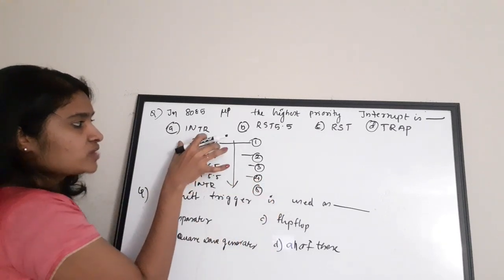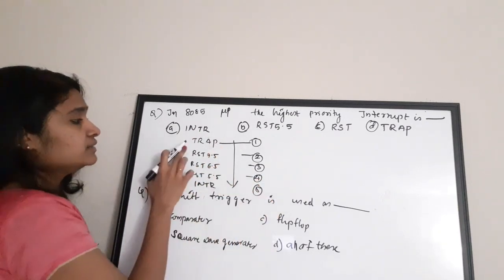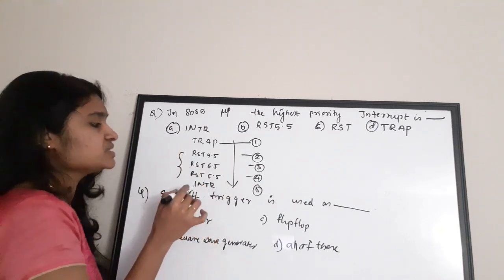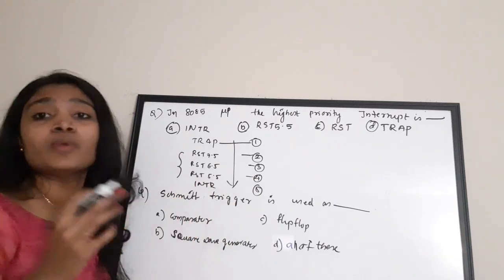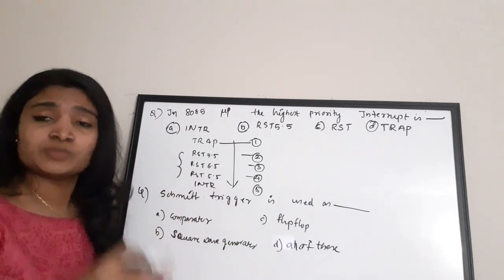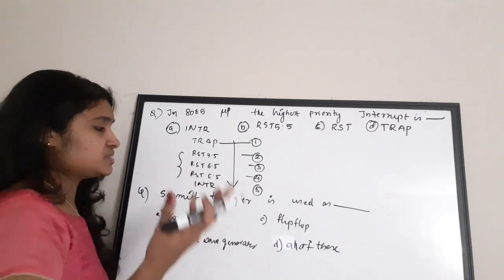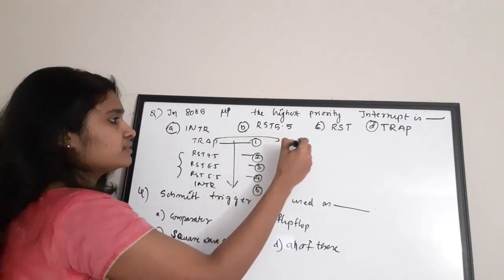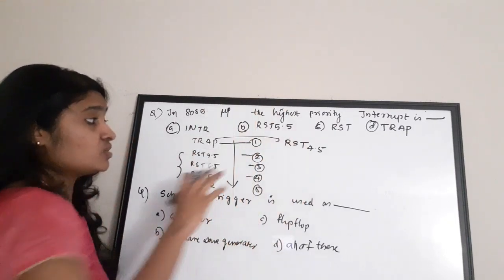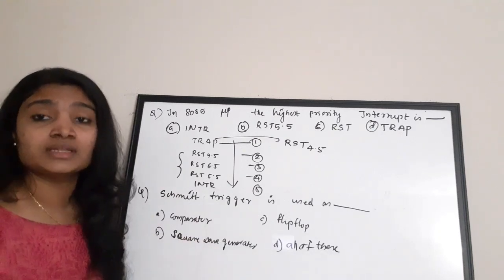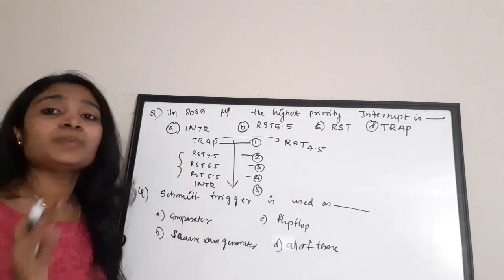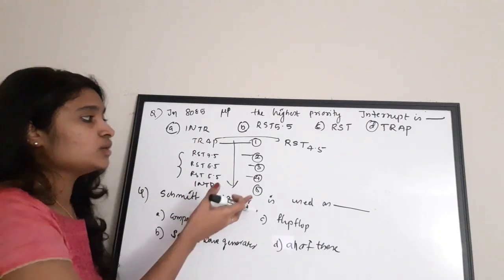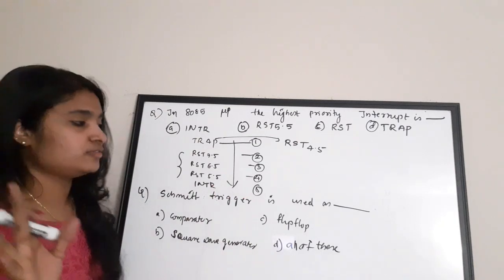So the highest priority is trap, which is a non-maskable interrupt. Then RST 7.5, 6.5 and 5.5 are maskable interrupts. INTR is a non-vectored interrupt. It does not have a specific vector address. Such types of interrupts are called non-vectored interrupts. Now this trap can also be represented as RST 4.5. It is not a maskable interrupt, so it has the highest priority, and this is the priority order. If you are preparing, you can note this down. These are the priority orders of the 5 interrupts in 8085.